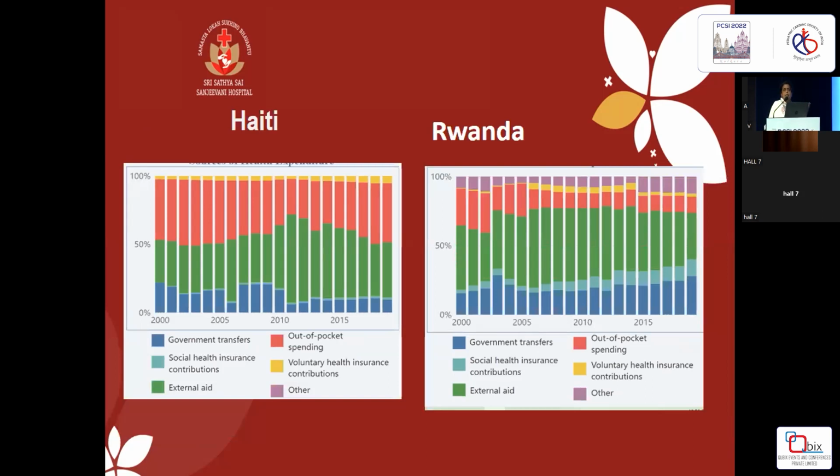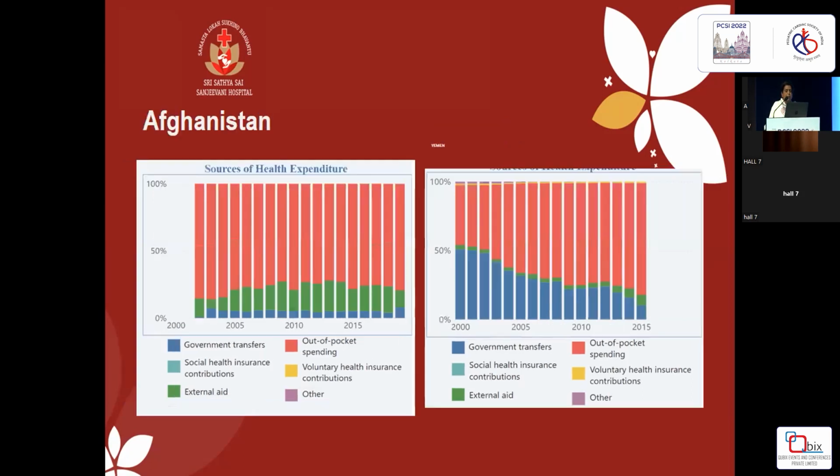Now look at the countries which belong to the low middle or the low income group. I've taken these two countries, Haiti and Rwanda. You will see that the government spending, the blue bars, in both these countries is very small. Both these countries rely heavily on external aid, which are the green bars in the middle. The social insurance systems in Rwanda are increasing slightly, but Haiti still falls behind. If you take away the aid from these countries, then the citizens are going to suffer dramatically.